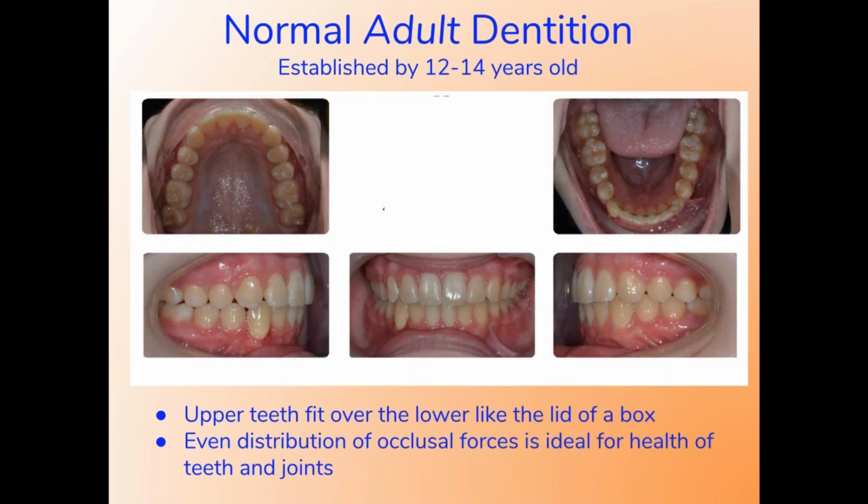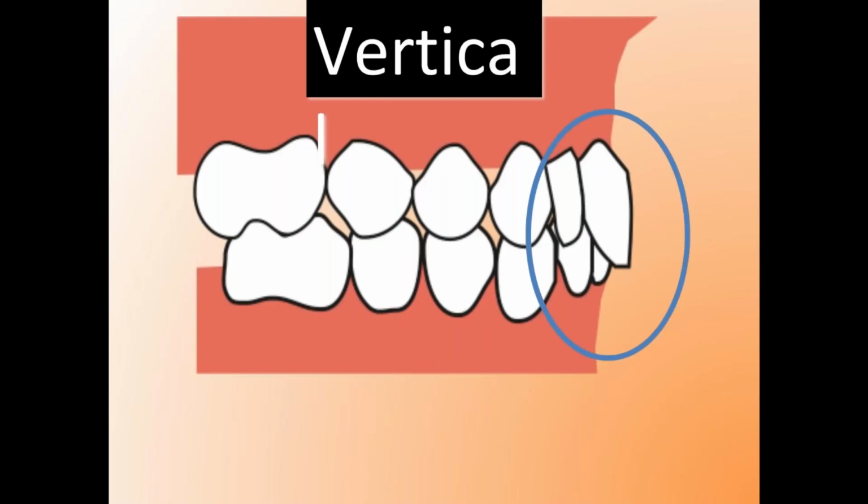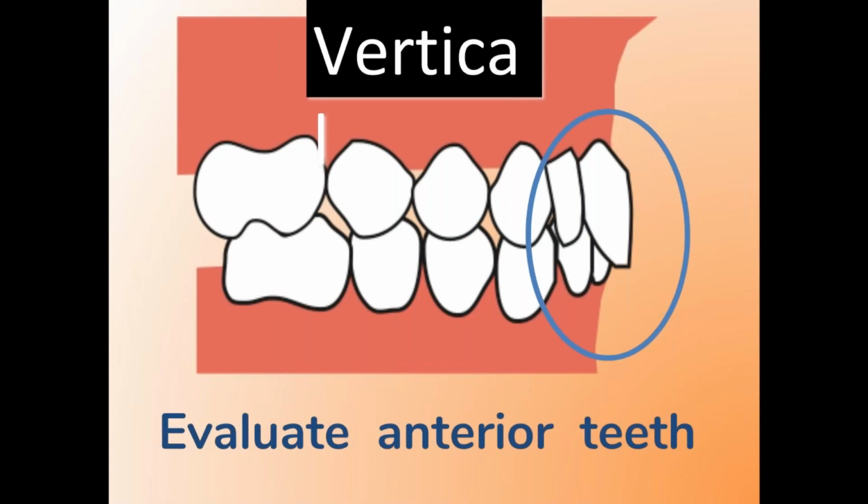So most people do not present with teeth that look like this. They usually present with a malocclusion. And a malocclusion is when the teeth do not fit together properly. And there's different ways that we know that the teeth are not fitting together properly. And one dimension that we look for first is the vertical dimension. And in doing so, we evaluate the anterior teeth.